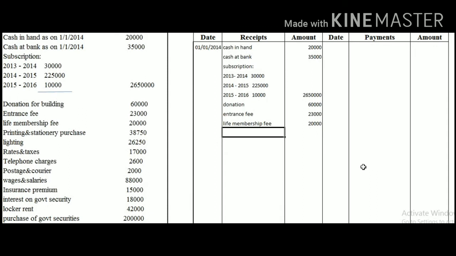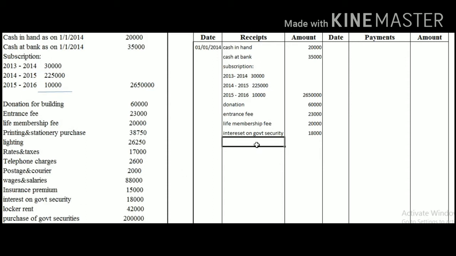And next one, interest on government security. Interest on government security is interest received, so it's shown on the receipt side. So you have to write interest on government security. Interest on government security is a receipt. What is the amount of interest on government security? 18,000.